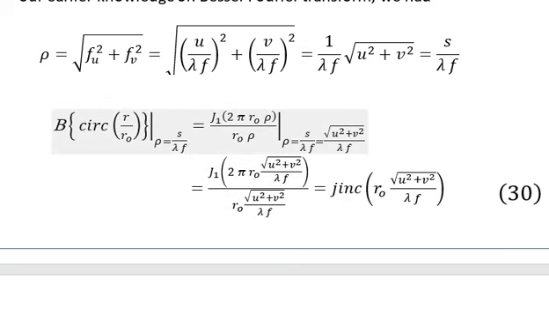So you know that we are replacing rho by this quantity in the second row, and then we are rearranging this term, because we can identify this term as nothing but a Jinc function, because we have 2 pi over there, and the numerator and the denominator in the J1 argument are the same, except for the 2 pi factor. So we can write it as Jinc of r naught multiplied by square root of u square plus v square divided by lambda f. This is equation number 30, which gives the Fourier transform of the circ function.